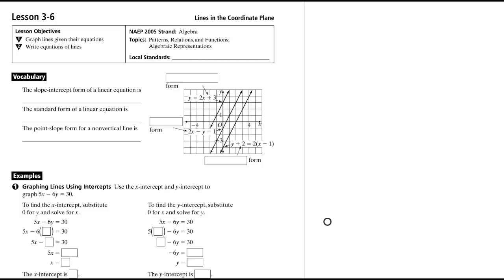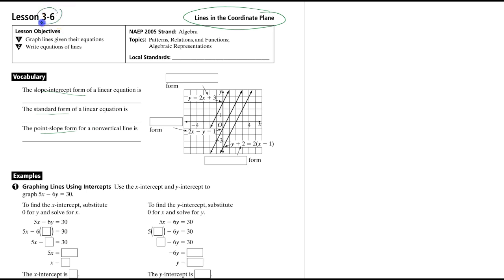So now for something completely different. We have lesson 3.6, all about lines in the coordinate plane. We have to do slope-intercept form and standard form and point slope form. This has nothing to do with the polygons, does it? Or does it? Well, let's just take a look to see where we're going for the end of this chapter.